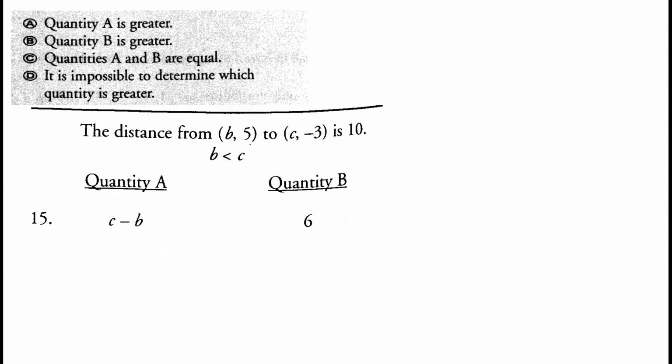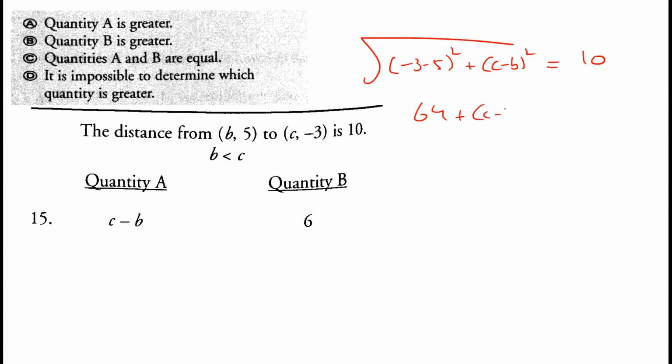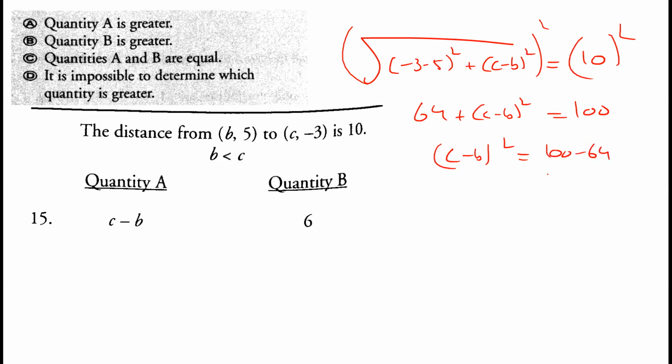Now the distance from (5, B) to (-3, C) is 10. So the formula for distance is this: the square root of (minus 3 minus 5) squared plus (C minus B) squared. This is equal to 10. Now this would be 64 plus (C minus B) whole squared equals 100, because we square both sides. So (C minus B) whole squared equals 100 minus 64, which is 36.